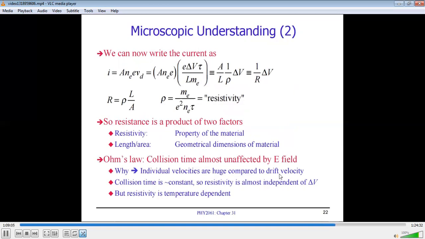But the resistivity is temperature dependent. You have to remember this. So specific resistance, or resistivity, depends on temperature, but does not depend on potential difference.